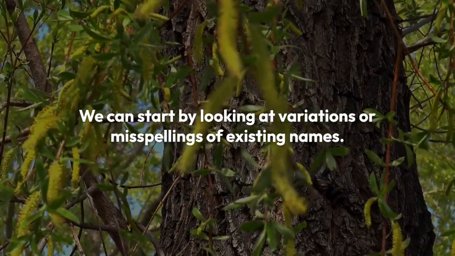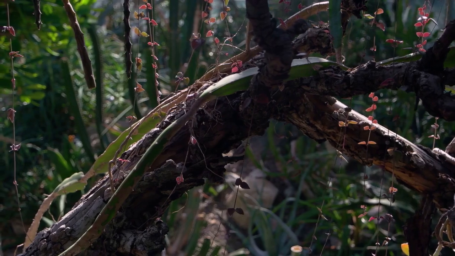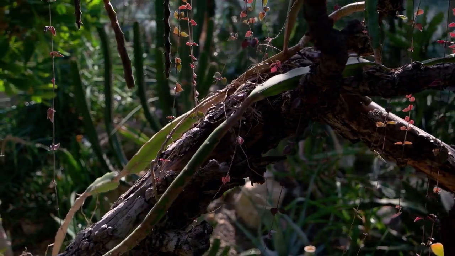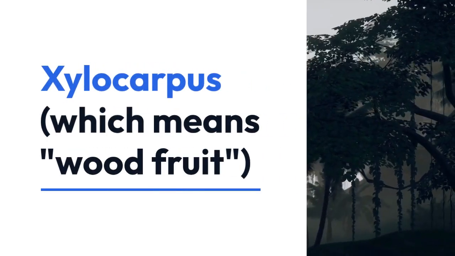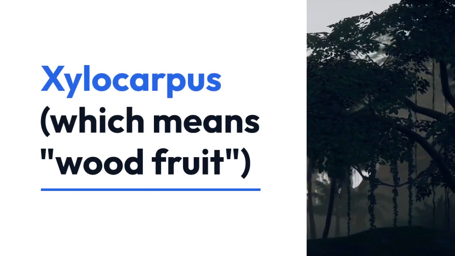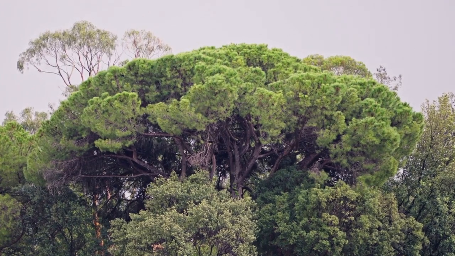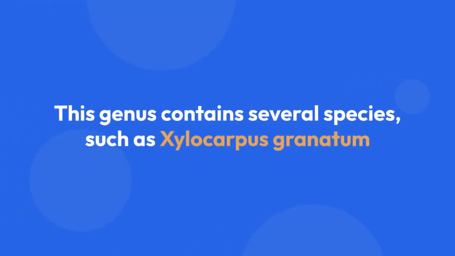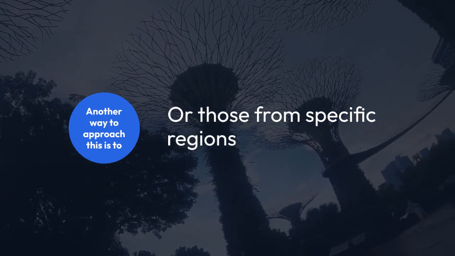1. We can start by looking at variations or misspellings of existing names. Sometimes a tree might have a colloquial name starting with X, even though its official botanical name doesn't. For example, there's not a widely recognized Xylocarpus, which means wood fruit tree. While Xylocarpus is a genus of tropical trees, you won't find it commonly referred to as an X tree. This genus contains several species, such as Xylocarpus granatum, but they aren't usually referred to by names starting with X in common parlance.